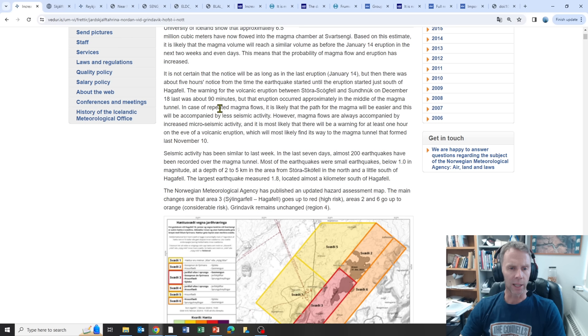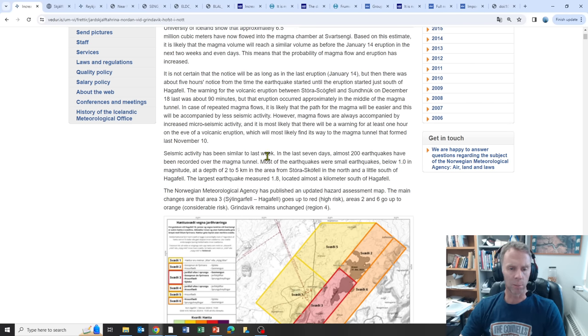Continuing on. In case of repeated magma flows, it's likely that the path for the magma will be easier, and this will be accompanied by less seismic activity, which we just talked about. However, magma flows are always accompanied by increased microseismic activity, and it is most likely there will be a warning for at least 1 hour on the eve of a volcanic eruption, which will most likely find its way to the magma tunnel or the dike that formed last November 10th.